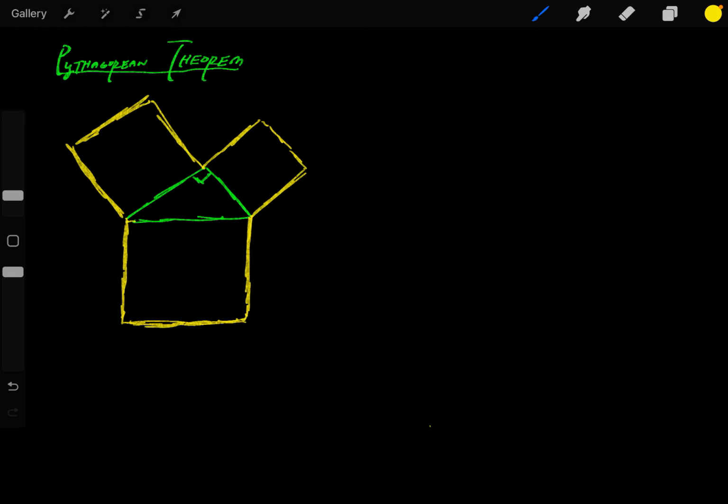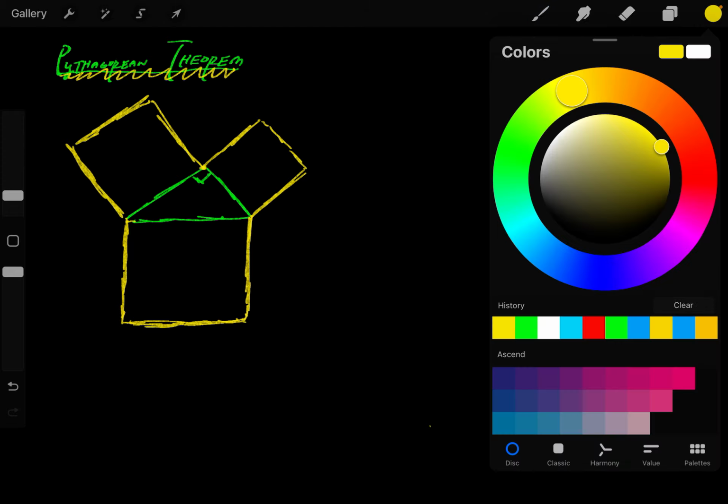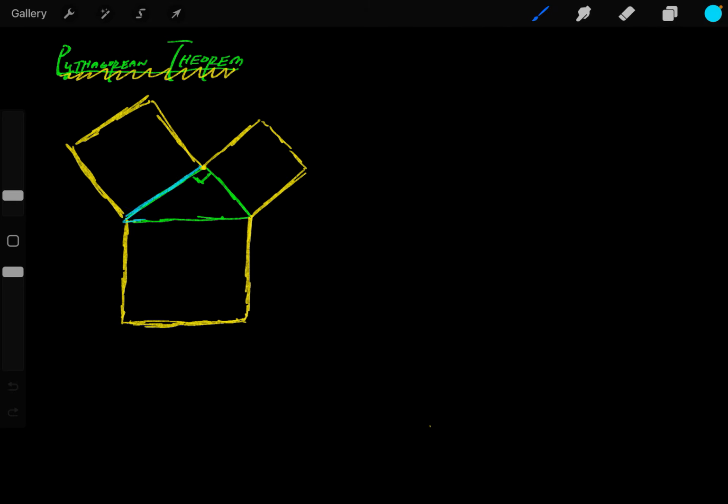Okay, so what we're going to do now is prove the Pythagorean theorem. So what is the Pythagorean theorem? The first thing is that what we're going to be talking about are right triangles. So what I drew here was any right triangle. This green triangle that I'm outlining now in blue is any right triangle.